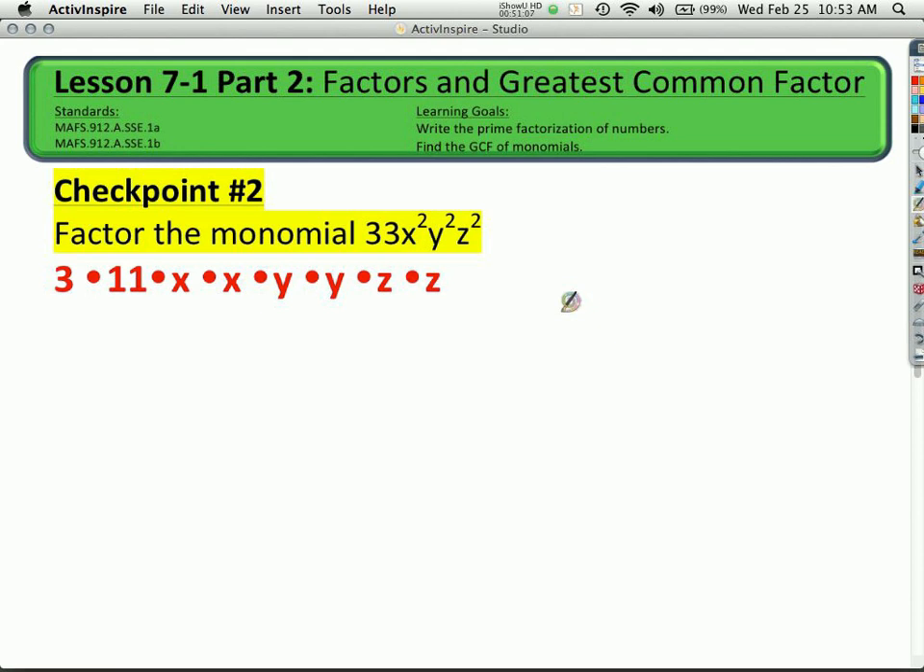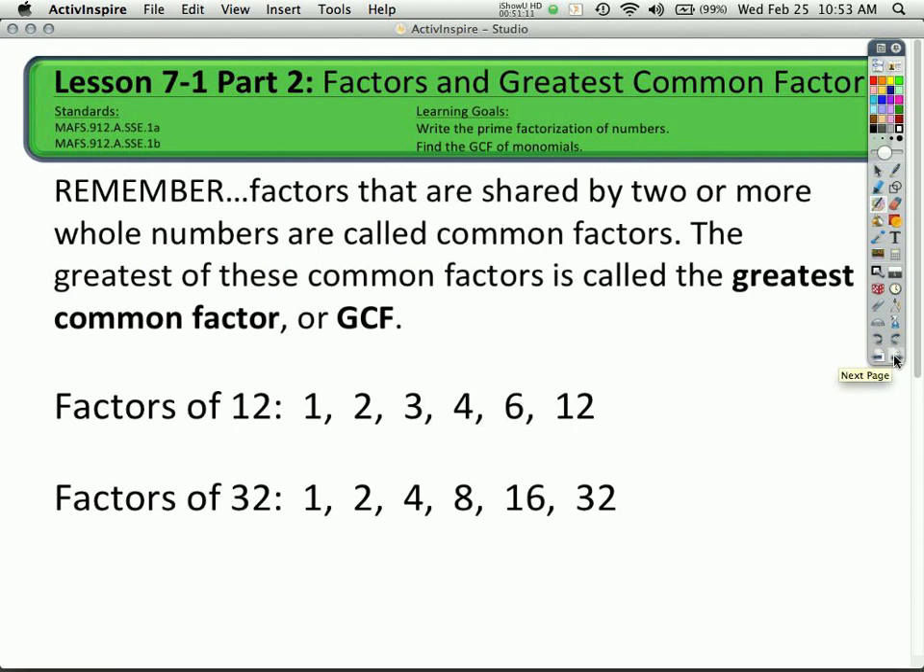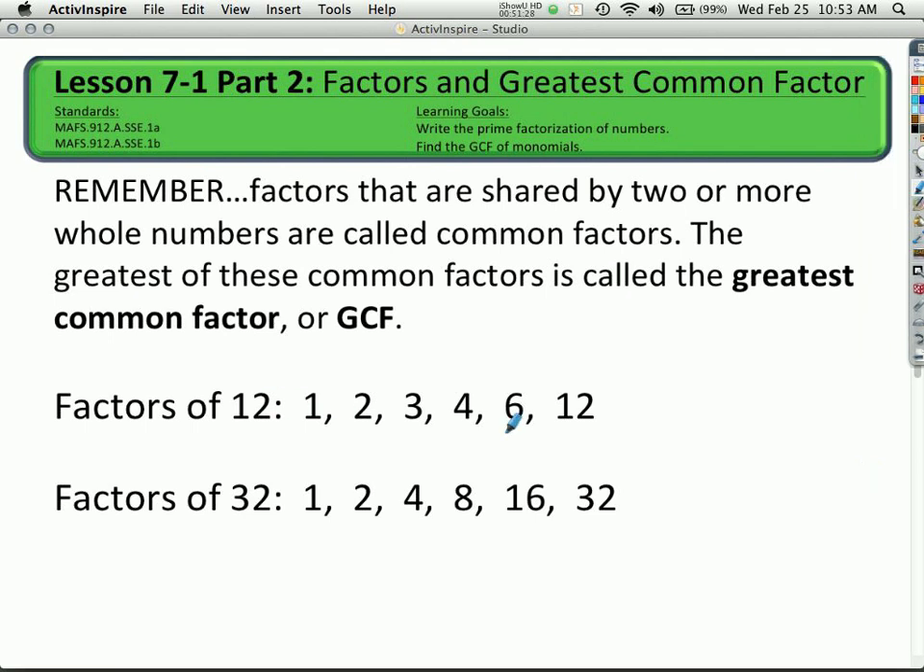Now the real goal. The real goal is to be able to find the greatest common factor. You don't have to write anything. This is just a refresh. So, factors shared by 2 expressions are called common. So I told you you didn't need to copy this, but I would like you to look at the 2 lists of factors. I've got the factors of 12 and the factors of 32. I would like you to identify the ones they have in common. Give me a thumbs up when you've got all the ones they have in common.